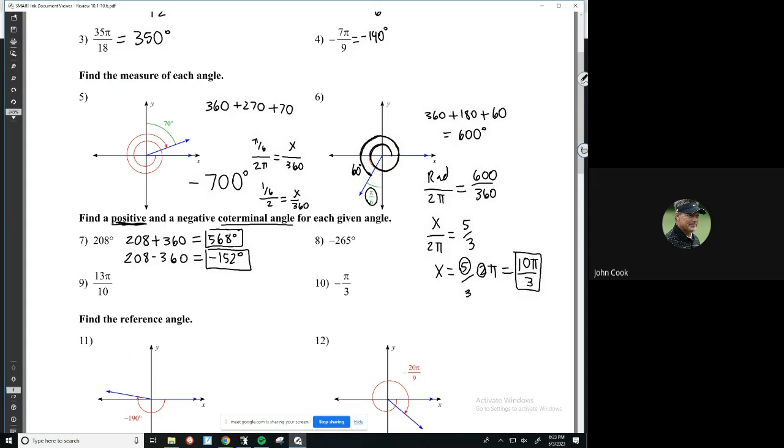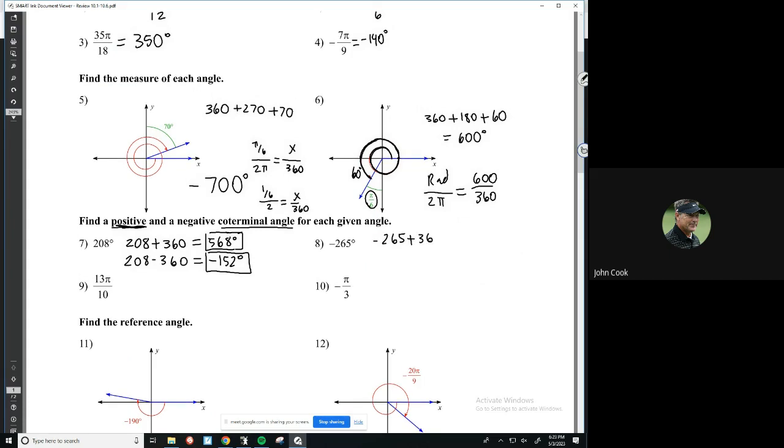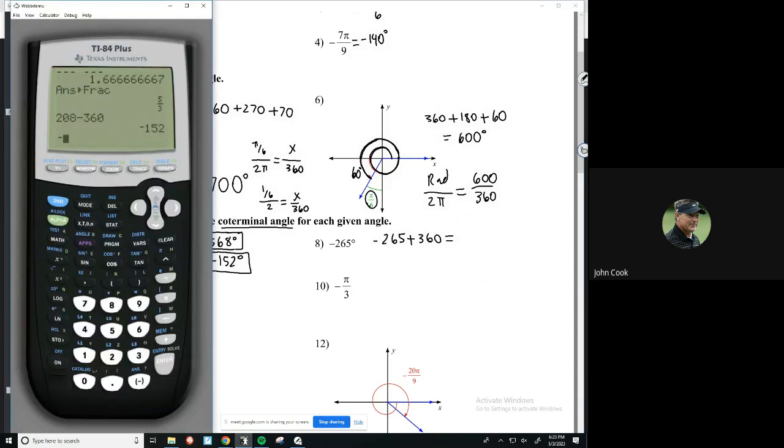Okay, and then we're going to do a positive and a negative coterminal angle for the next one as well. So we start off with negative 265, and we're going to add on 360. And we're going to keep adding 360 until we get a positive coterminal angle. But it'll actually do it in the first try, because watch this. If I take negative 265 and I add on 360, I get a positive angle. So my positive coterminal angle with negative 265 is 95 degrees.